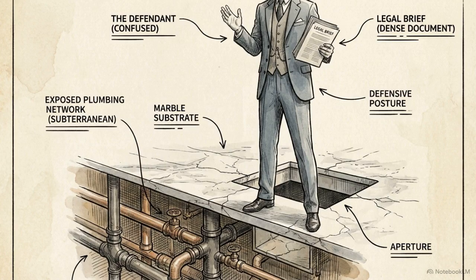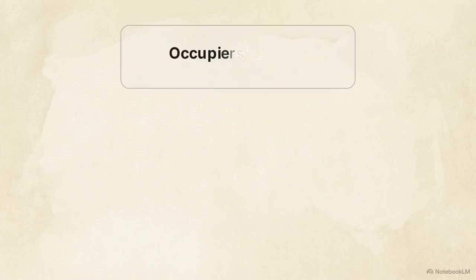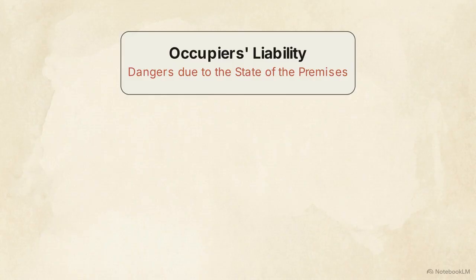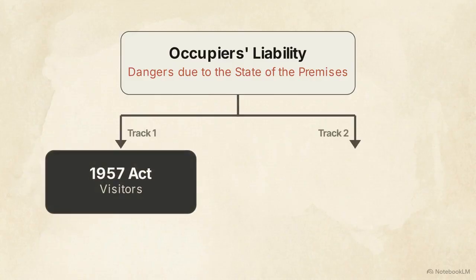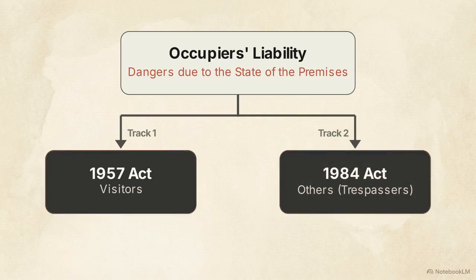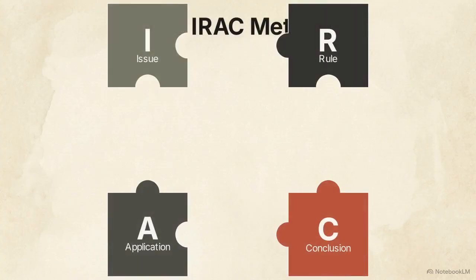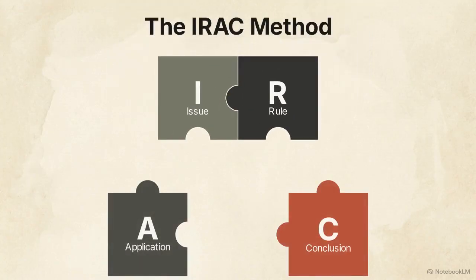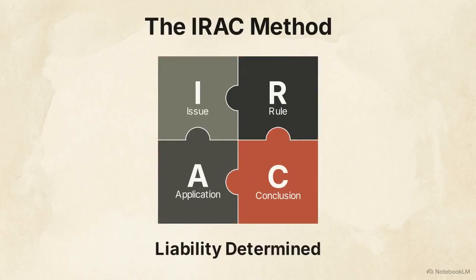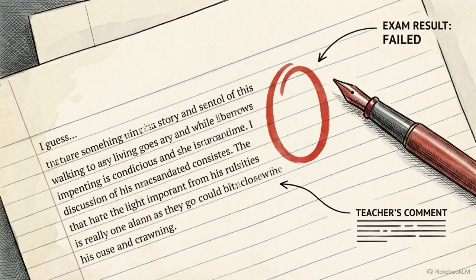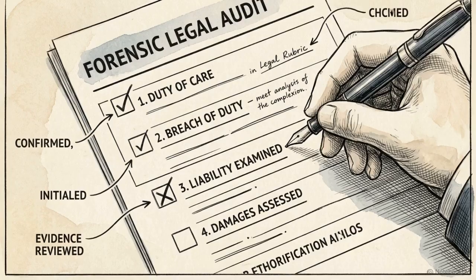To determine if Andy is liable, you cannot rely on general common law negligence. Claims involving injuries on someone's property are governed by a strict dual-track statutory framework. Those two tracks are the Occupiers Liability Act 1957 and the Occupiers Liability Act 1984. We are going to deconstruct the Andy and Desmond scenario using the IRAC method, issue, rule, application, conclusion, to identify exactly where liability falls. In a tort exam, guessing who is at fault earns 0 marks. You must prove liability by applying the facts to the specific sequential requirements of the law.